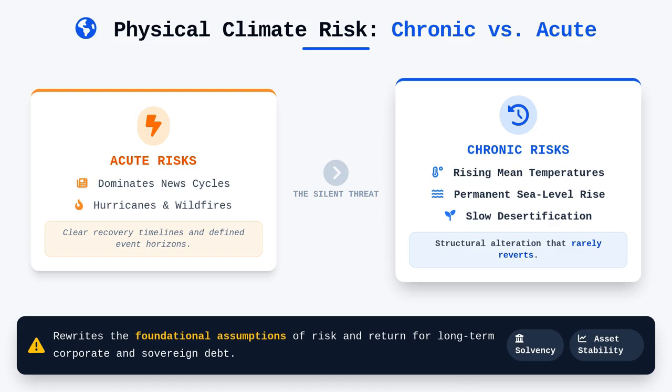These risks are characterized by gradual, persistent changes in environmental conditions, such as rising mean temperatures, permanent sea level rise, and the slow encroachment of desertification. Unlike acute events, which allow for a clear recovery timeline, chronic risks create a structural alteration in the environment that rarely reverts. For an institution underwriting a 30-year mortgage or assessing long-term corporate sovereign debt, these shifts effectively rewrite the foundational assumptions of risk and return.